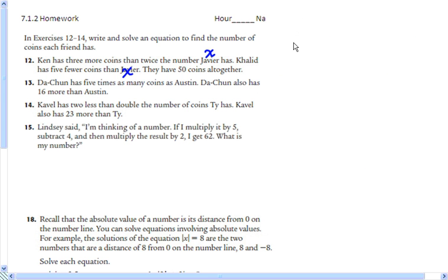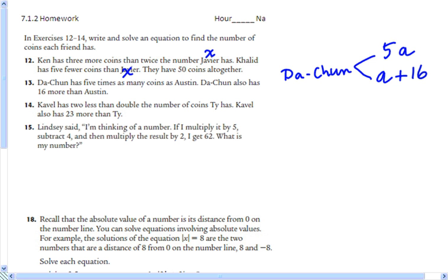It says Dechun has 5 times as many coins as Austin. Dechun also has 16 more coins than Austin. So what we're doing is representing Dechun 2 different ways. We have that he has 5 times as many coins as Austin. Let's just call that 5a, a being how many Austin has, and Dechun also has 16 more than Austin, which would be a plus 16.